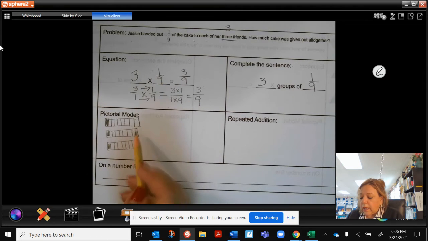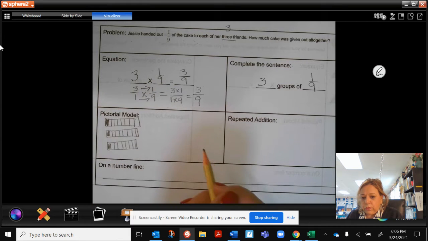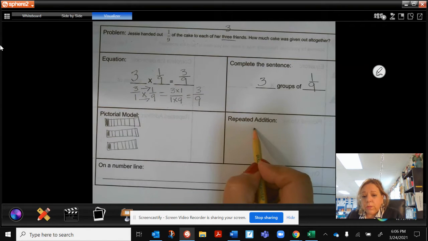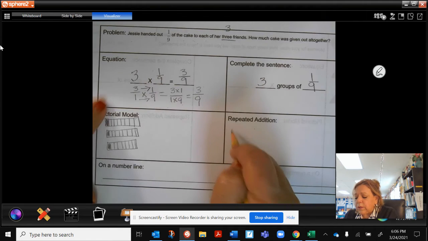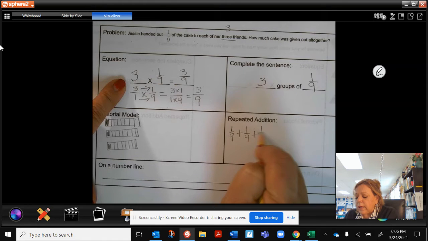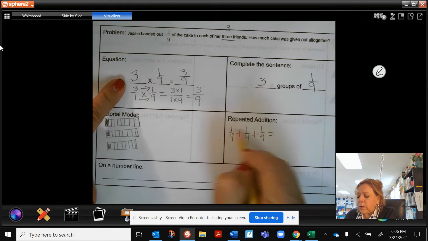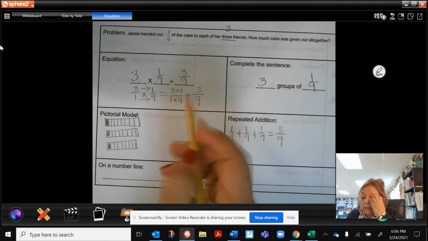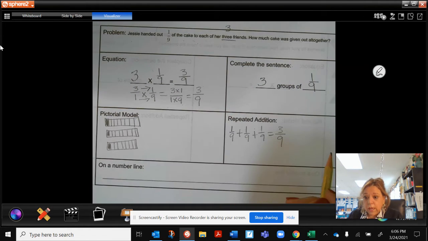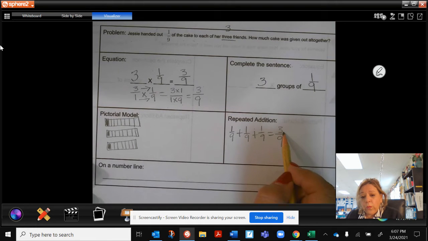So this shows me that I have 3 groups of 1/9 in each group. As a repeated addition problem, I need to have 3 groups of 1/9. So I have 1/9 plus 1/9 plus 1/9 equals 3 over 9. And again, I can simplify it. What number can go into 3 that can also go into 9?